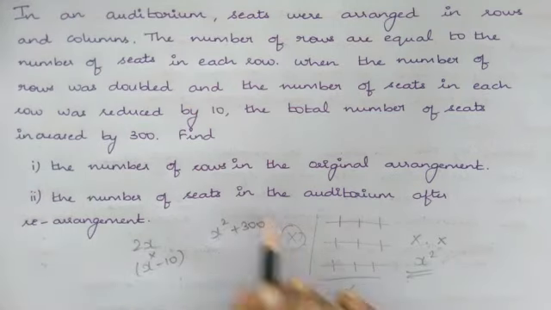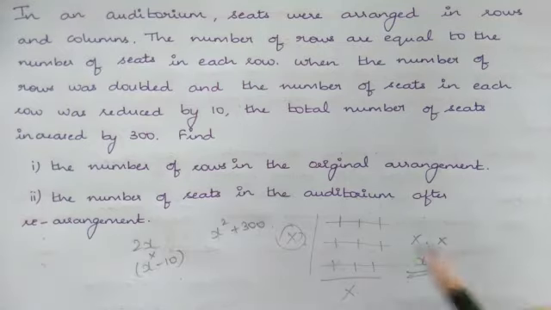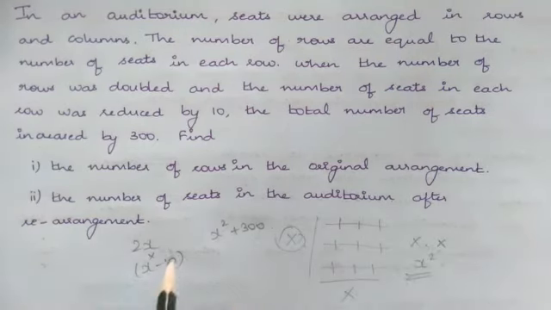We are going to solve this equation to identify the number of rows in the original arrangement and the number of seats in the auditorium after rearrangement. That is, we actually have a square shaped auditorium where the seats are arranged in a square shape. After the modification, it has become an arrangement with a rectangular shape. That is what is mentioned here.